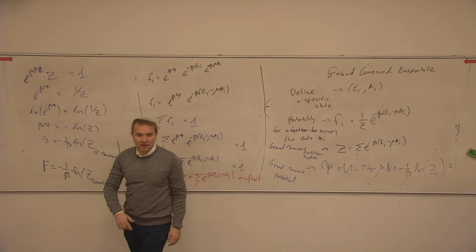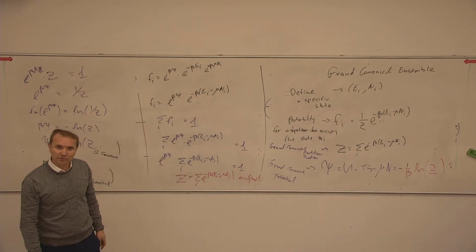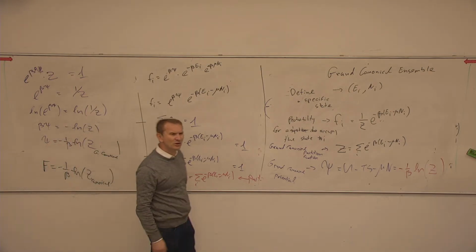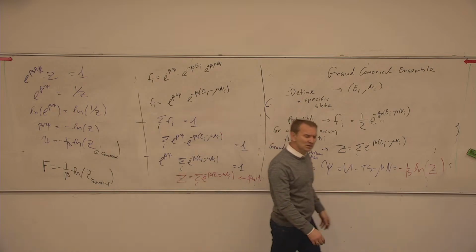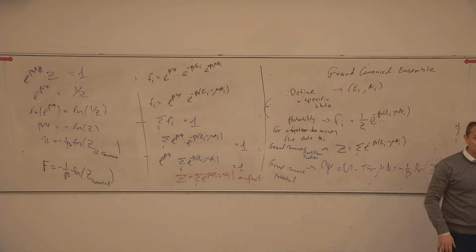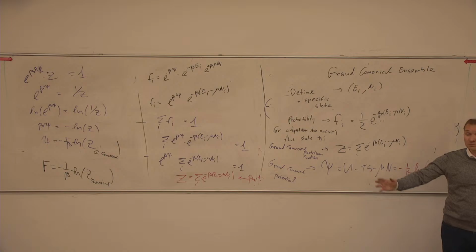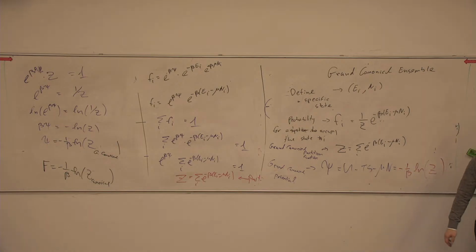Okay? You can have whatever ensemble you want. We usually use canonical and grand canonical because they are applicable for the examples that we solve. But you can invent your own system, derive your own ensemble representation, and your own definitions of probabilities. Great. Where we are going to, any question about this?